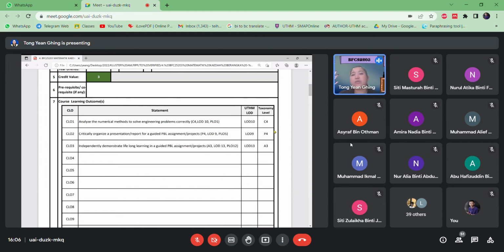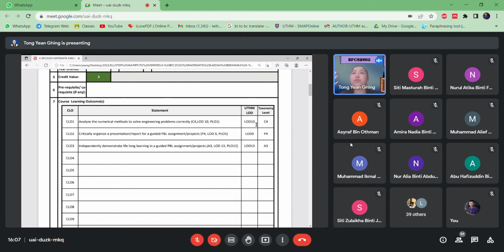So why it is so important for you to know this C level is actually why I want to explain to you. In this case, if you look at the questions in test and final, you have to analyze, not only just be given the formula and then you apply.